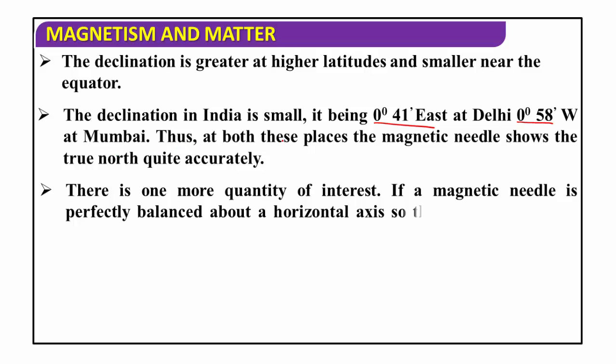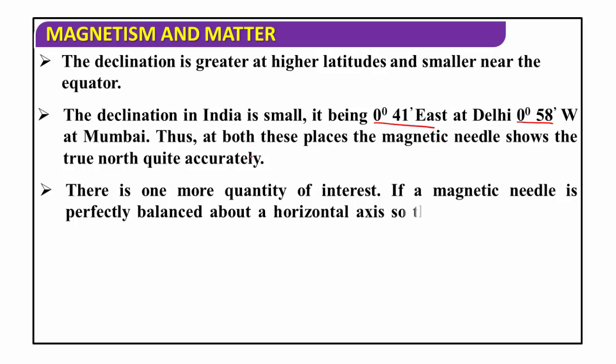So at both these places the magnetic needle shows the true north quite accurately, not exactly but quite accurately, because the two unlike poles attract and like poles repel each other.